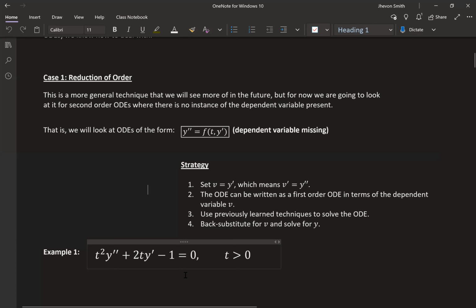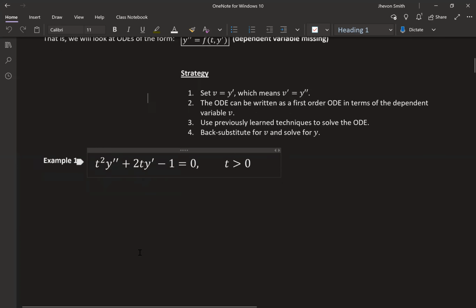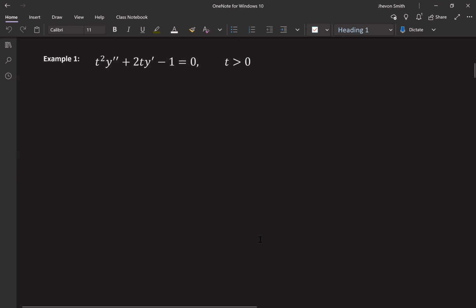So there are times when you see a second order ODE, but the dependent variable is missing. And so what you can do is just replace the derivative with a variable. The second derivative is going to be the derivative of that variable, and now you're in a first order case. So let's actually do that here. This is the first example. We're going to go through here.